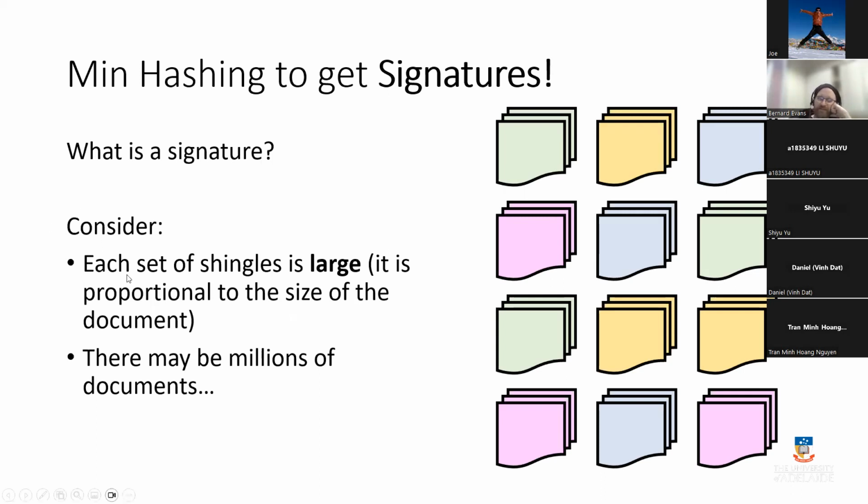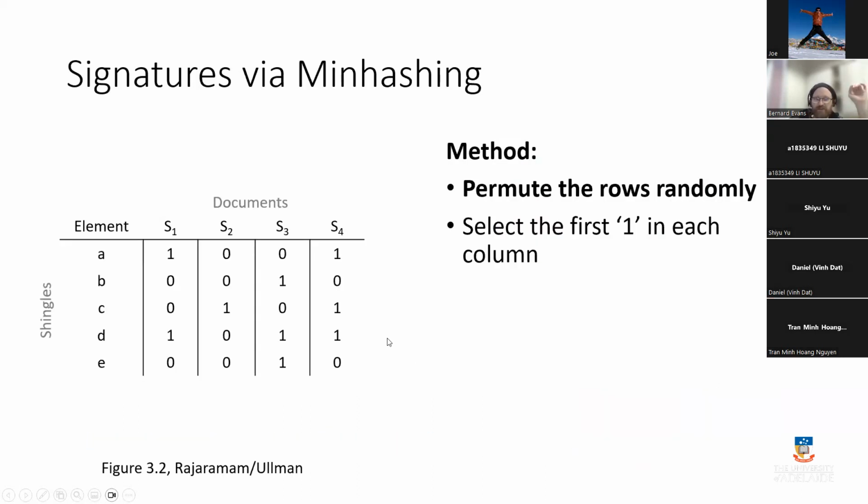Each set of shingles is large, proportional to the size of the document. So we've got lots and lots of shingles, and there may be millions of documents. We're still not good. How are we going to store all this stuff? We're going to do it via min hashing. So here is the method. Here is our document, S1.